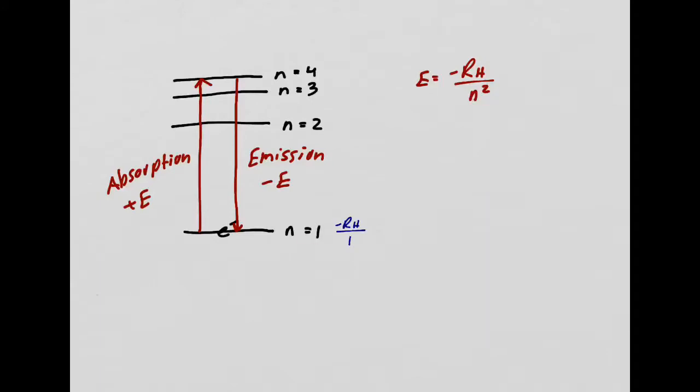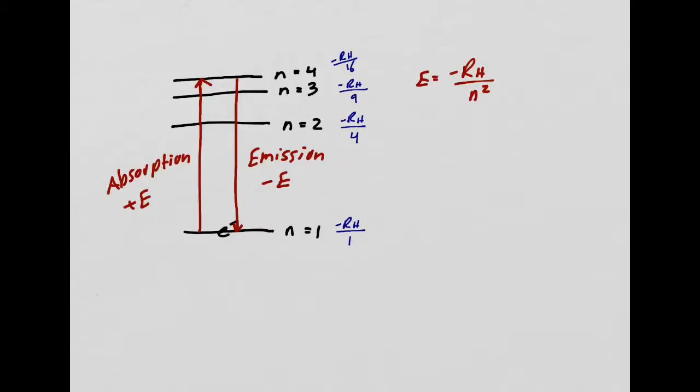If I go over here, it would be minus RH, which is 2.18 times 10 to the minus 18. That's the constant, divided by 4. N is 2, square is 4. If I come over here, it is minus RH over 9. Over here would be minus RH over 4 squared, which would be 16. Okay, so basically you do all this and you graph this.